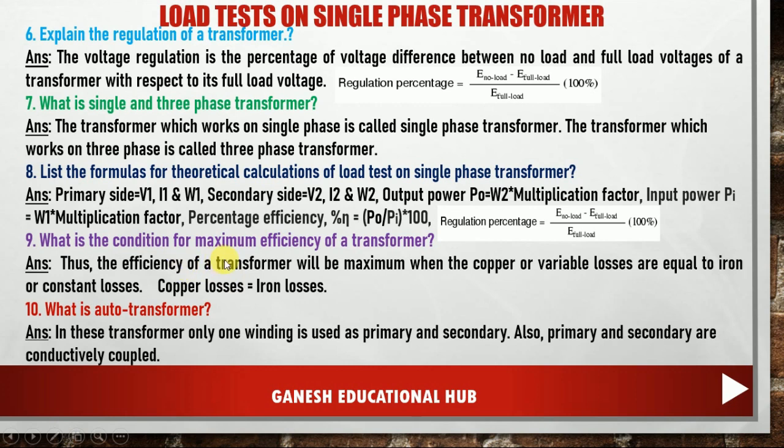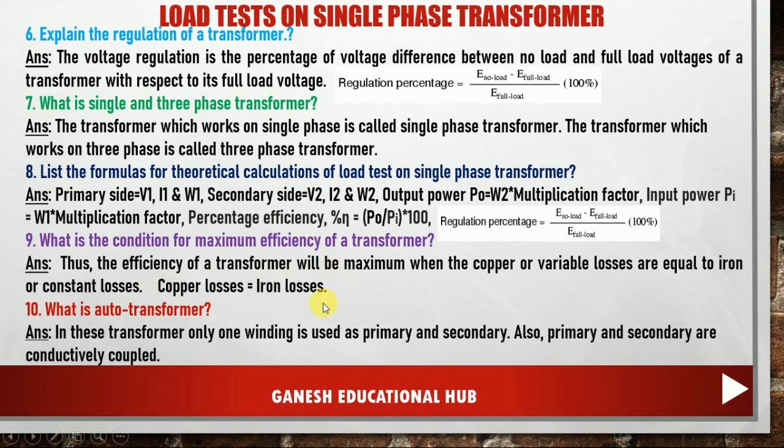Next question, what is the condition for maximum efficiency of a transformer? The efficiency of a transformer will be maximum when the copper losses or variable losses are equal to iron losses or constant losses. See the condition, copper losses equal to iron losses. When the copper losses or variable losses are equal to iron losses or constant losses, on that condition the efficiency of a transformer will be maximum.